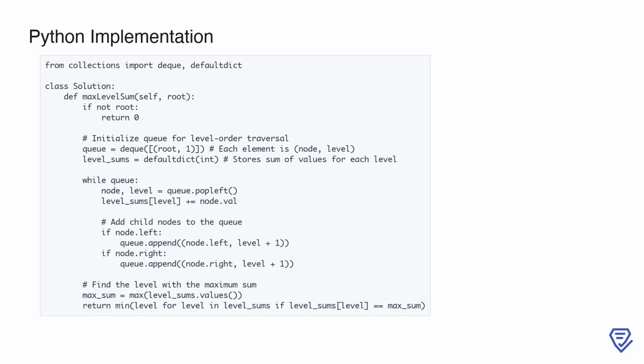This approach ensures an efficient solution with a time complexity of O(n), where n is the number of nodes in the tree, as each node is visited once. The space complexity is O(h), where h is the height of the tree, due to the queue used for traversal. The solution handles edge cases like empty trees, single-node trees, and trees with multiple levels having the same maximum sum.